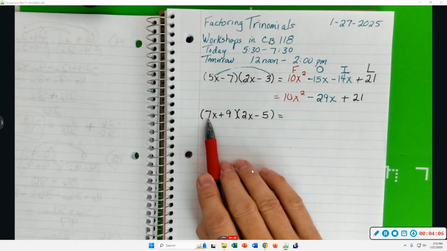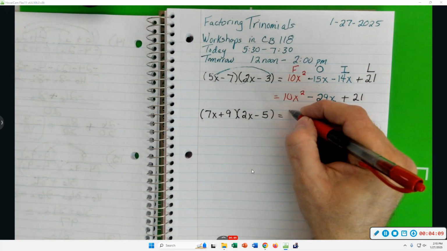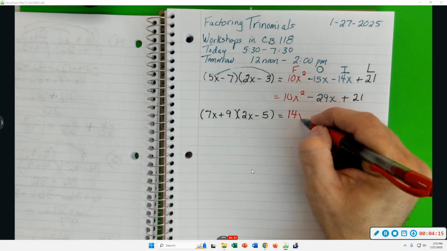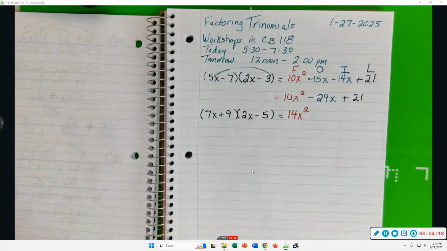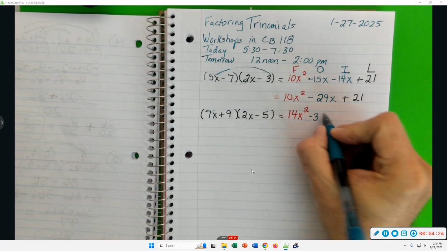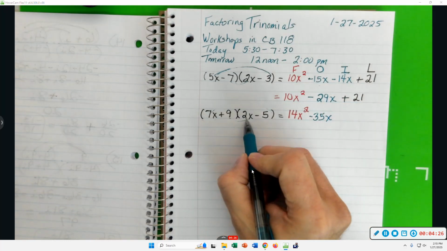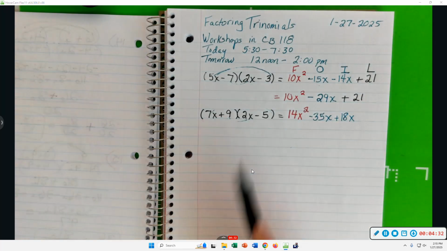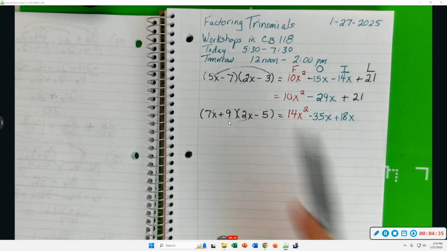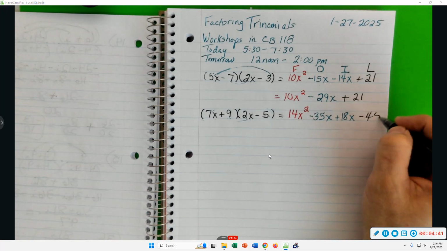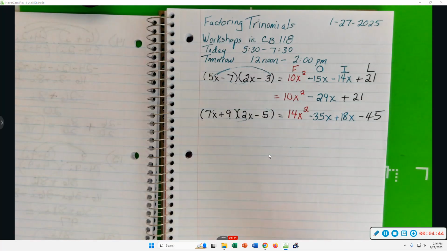First, 7x times 2x. What am I going to write there? I'll get us started: 14x squared. Outer: minus 35x. Inner: plus 18x. Last times last, what are we going to have? Positive 9 times negative 5, negative 45. So is this like the other one? Can I combine the outer and the inner? Yeah.